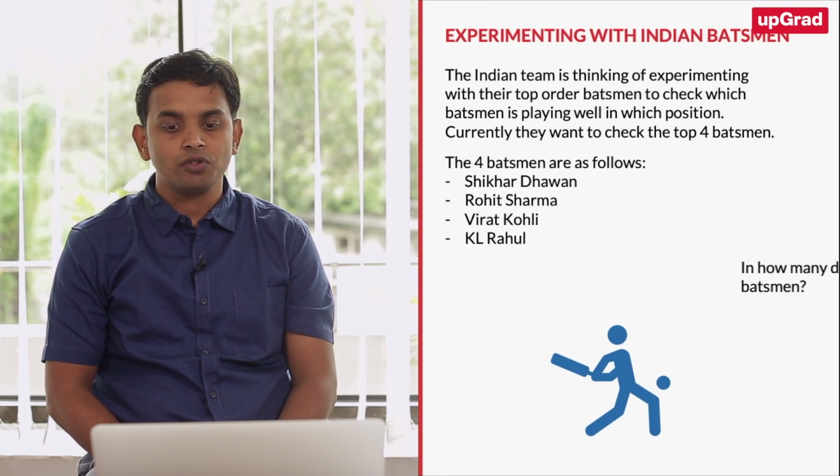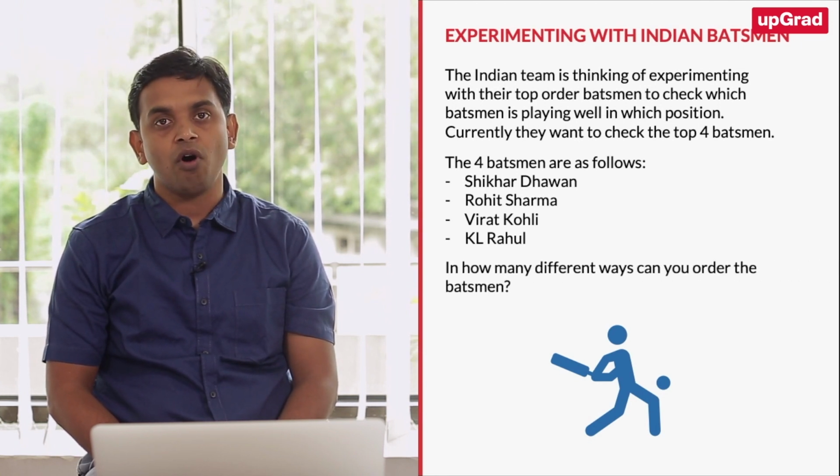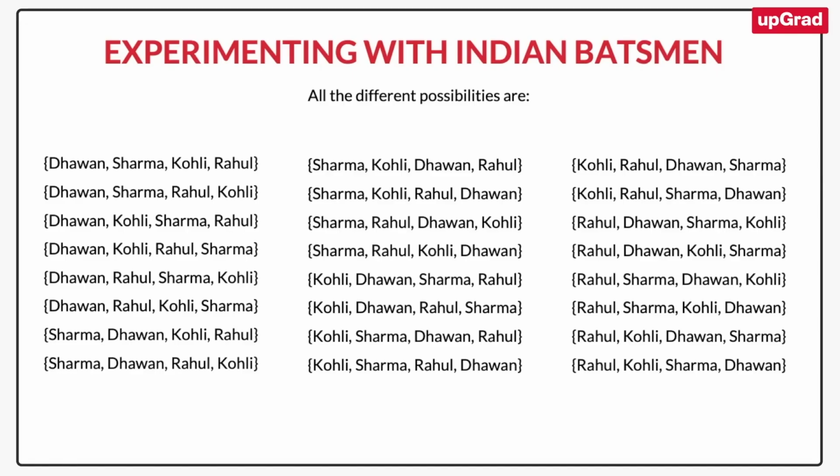So what are the different ways to do this? In how many ways can we order this? There are 24 possibilities in total. You can see that we can have 24 different possibilities in which the batsmen can play. They can be Sharma, Kohli, Dhawan, Rahul, or they can be Kohli, Rahul, Dhawan, Sharma, and so on. All these possibilities are listed here.